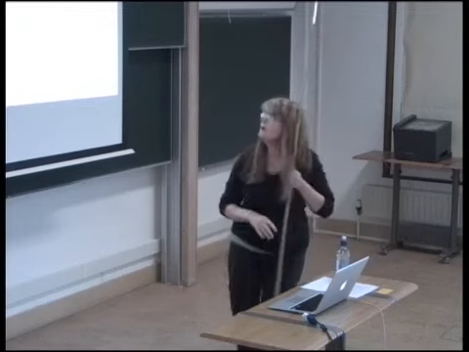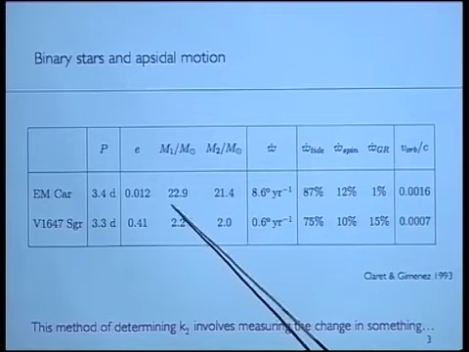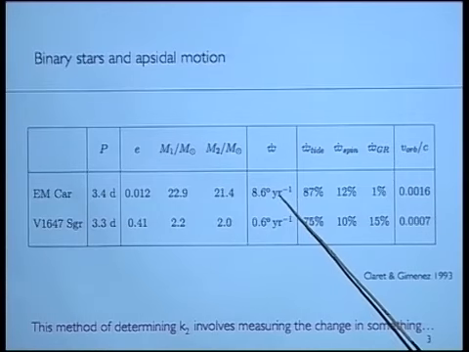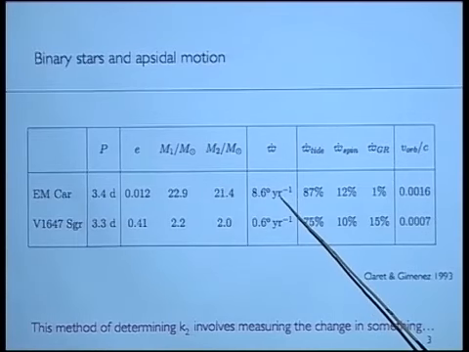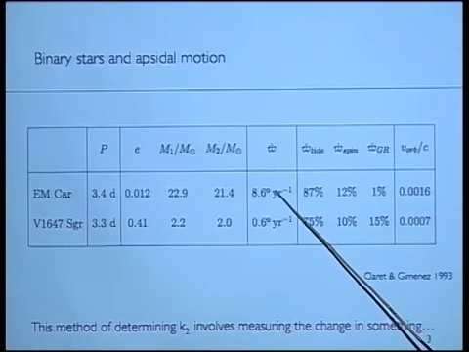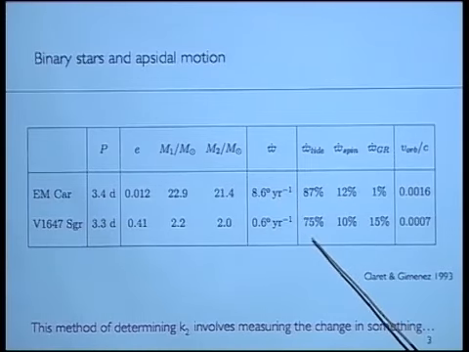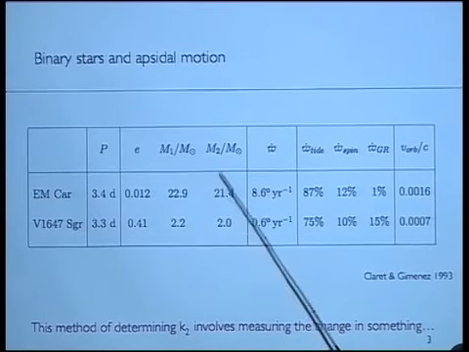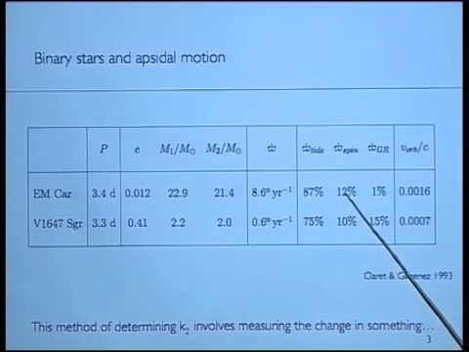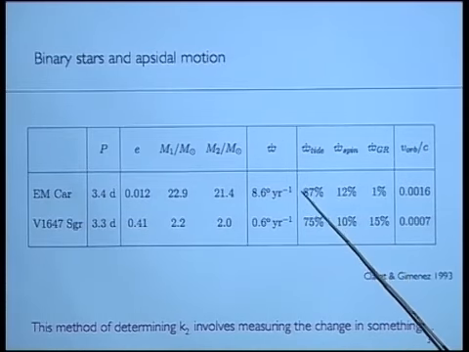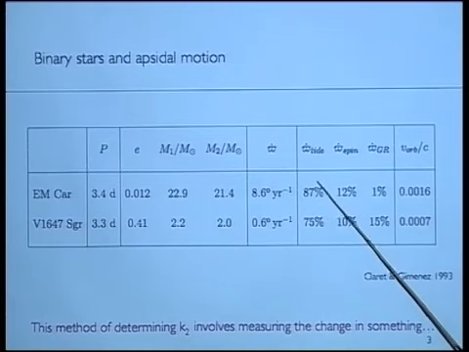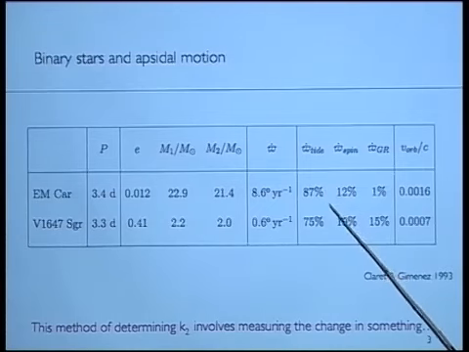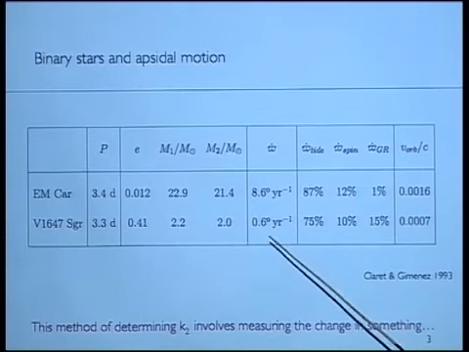And here's a couple of interesting examples too. The first one's a massive binary, and the apsidal motion for this system is measured at a reasonably large value per year. The smaller the eccentricity, the more difficult this is to do. But the thing to notice here is that by far the biggest contribution to the apsidal motion for this system is from the tidal bulges of both these stars.